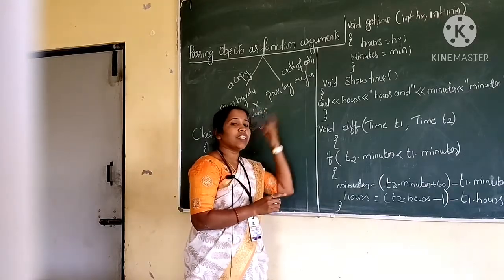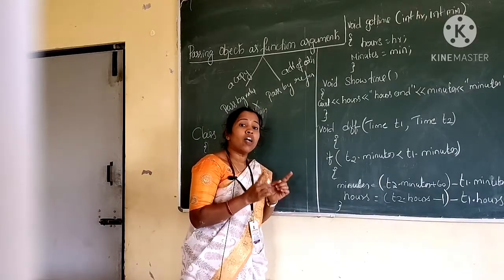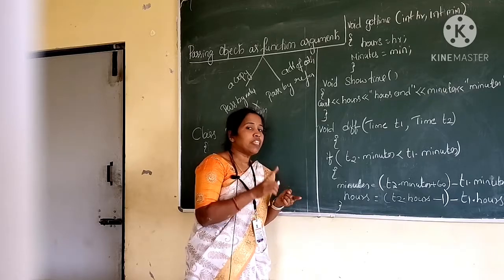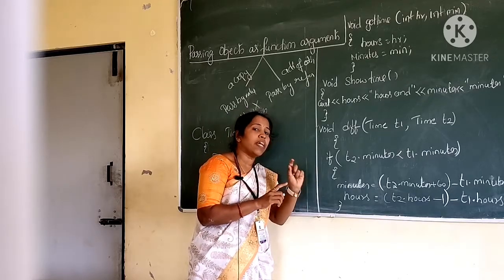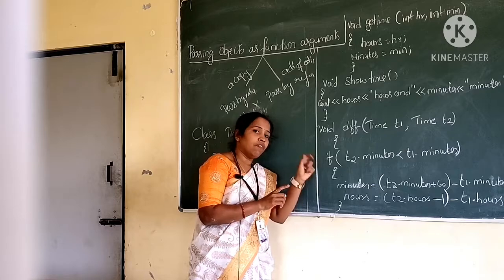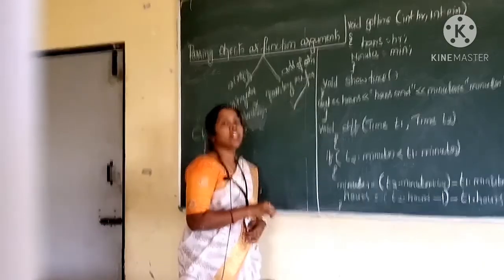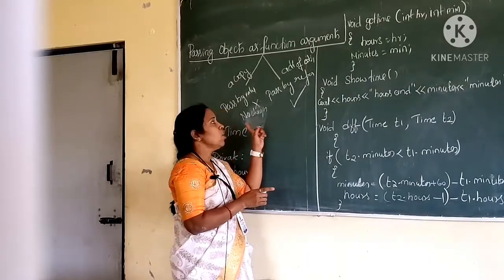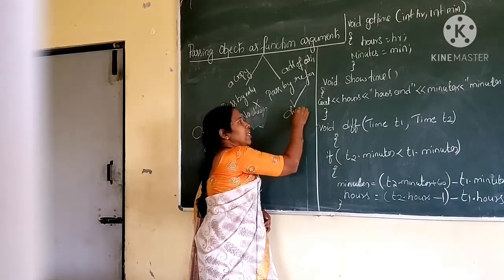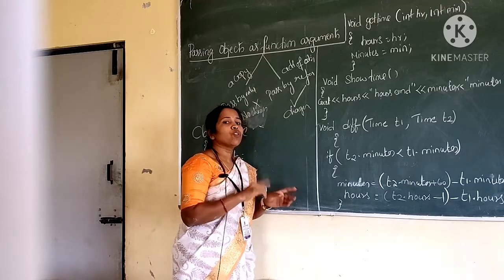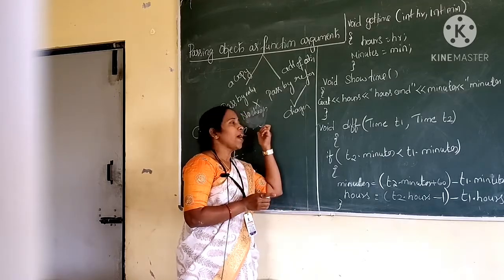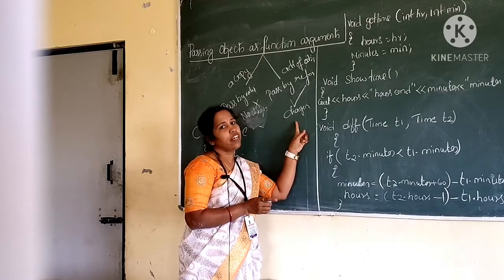But when you consider pass by reference, you are passing the address of the object. So whatever changes you make to the object within the function, the changes will be reflected in case of pass by reference. So here no changes, and here the changes are reflected. That is the main difference between pass by value and pass by reference.